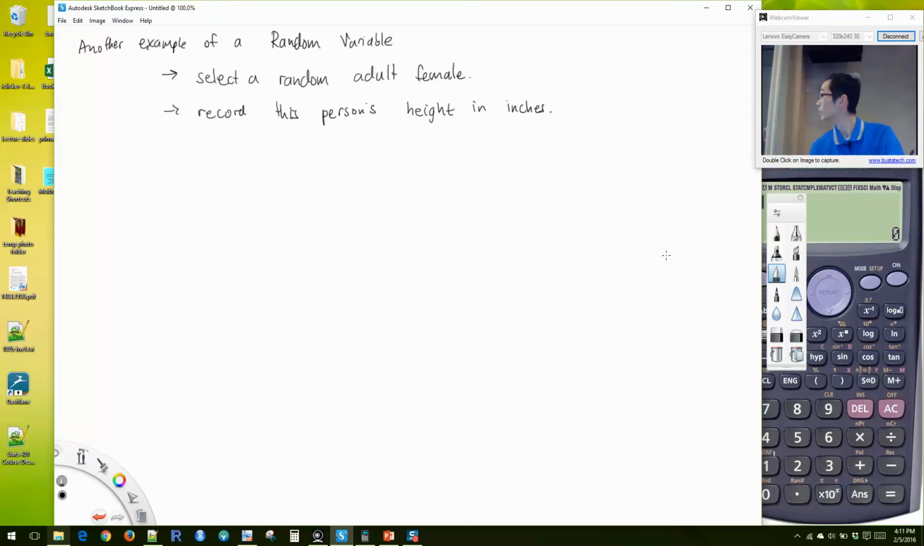Okay? All right, and so what we're going to see is that common values will be heights anywhere from 5'3" to 5'6", probably, okay? 5'3", so that's 63 inches, to 5'6", 66 inches. These will probably be very common.